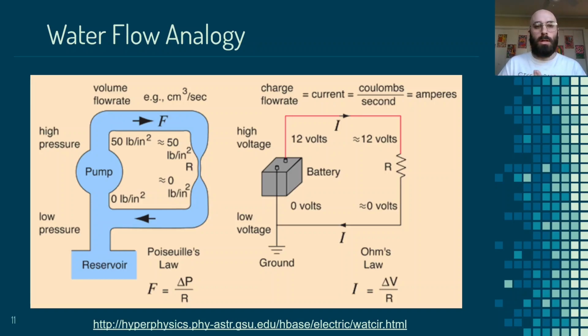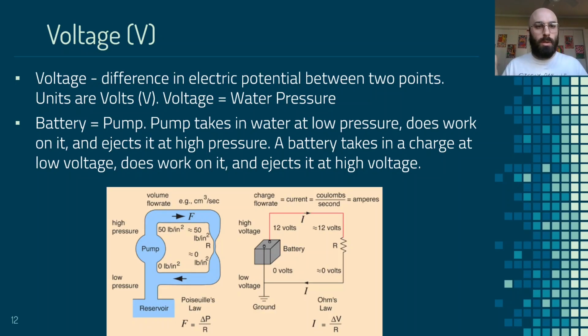And so we're going to talk about three key pieces that are involved in any electrical circuit. They are voltage, current, and resistance. You might be familiar with some of those terms, but we're going to go through and analyze them one by one and talk about their correspondence in this water flow analogy. So I'm going to start here with voltage.